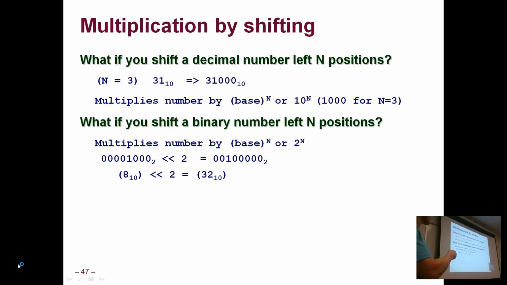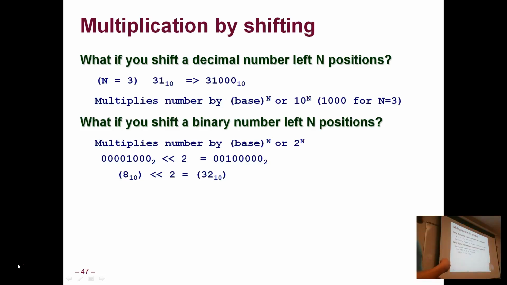You shift it left 3 positions. You add 3 zeros. This is going to multiply that number by 1,000, or by 10 to the n, where n is 3. Same thing with binary. You shift the number, for example, left by 2 positions. This is going to multiply the number by your base to the n. So 2 to the 2nd power, which is 4. And so you take this 8, shift it to the left by 2, and you get 32. This applies to hex also. For hex, you take 16 to the n.